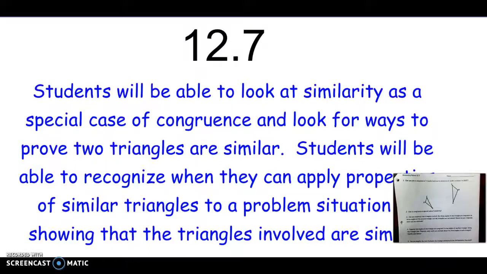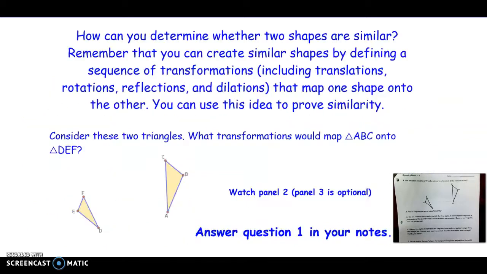This is the 7th block of Topic 12. In this lesson, we're going to be looking at similarity as a special case of congruence and look for ways to prove that two triangles are similar. So we're going to be able to recognize that we can apply properties of similar triangles to a problem situation by showing that the two triangles involved are similar.